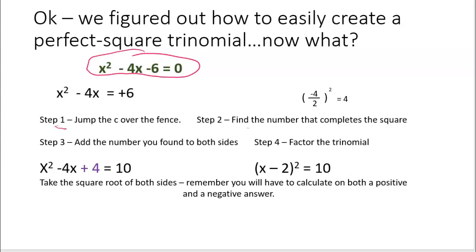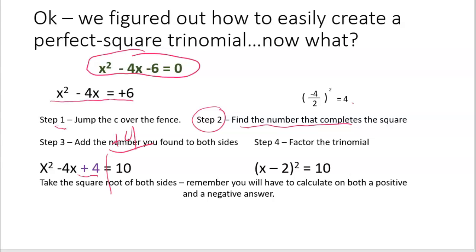Step 1, jump the c over the fence. So this negative 6 is going to jump. Now we end up with x squared minus 4x equals positive 6. Then we're going to go to step 2. We're going to find that number that completes a square. So we're going to end up with negative 4 divided by 2 squared. Negative 4 divided by 2 is negative 2. Negative 2 squared is 4, correct? And we're going to take that 4 and we're going to add it to both sides.